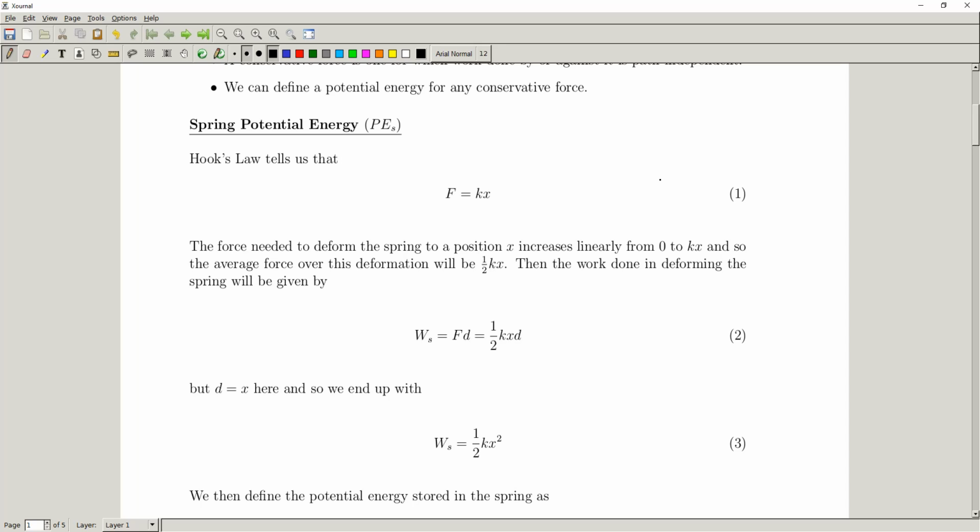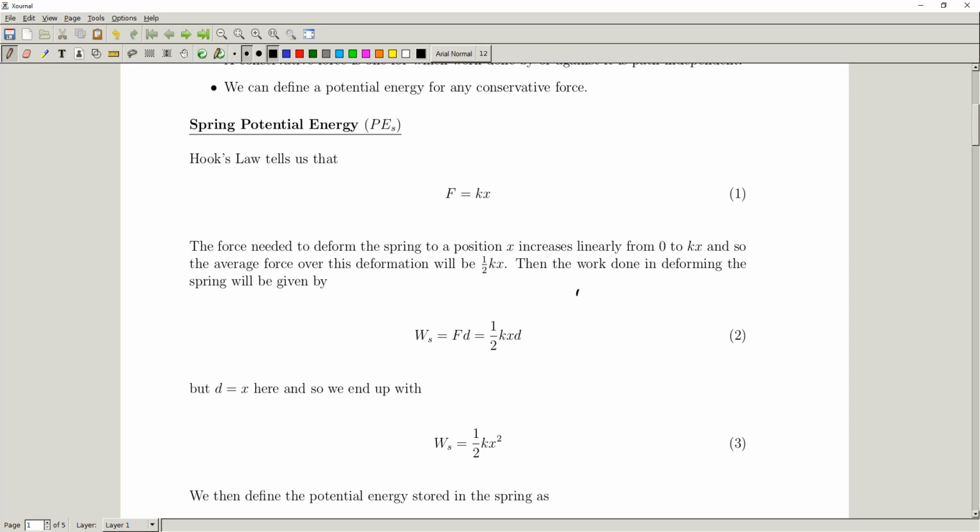So we say that the average force needed to generate this deformation is going to be a half kx. Then the work done in deforming the spring will be given by the formula that we have here. So we have the work done against the spring to deform it is going to be equal to F times the displacement that we have.